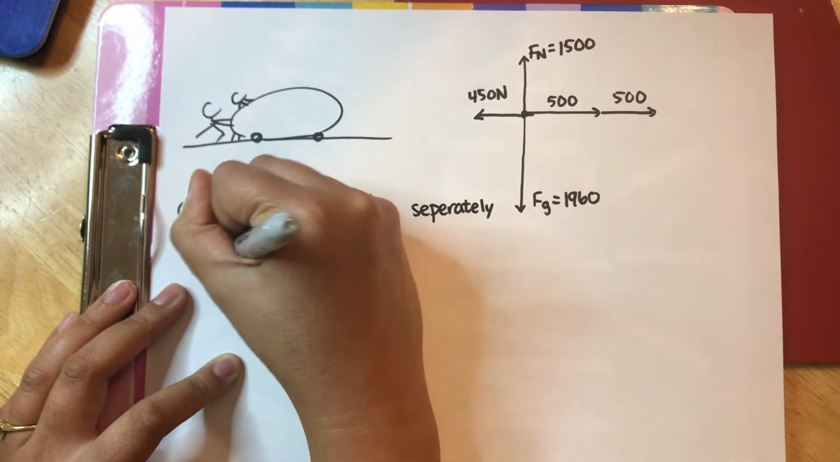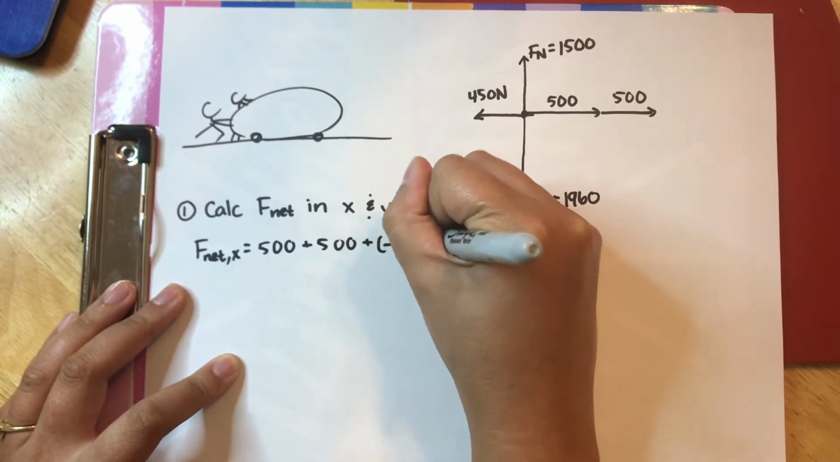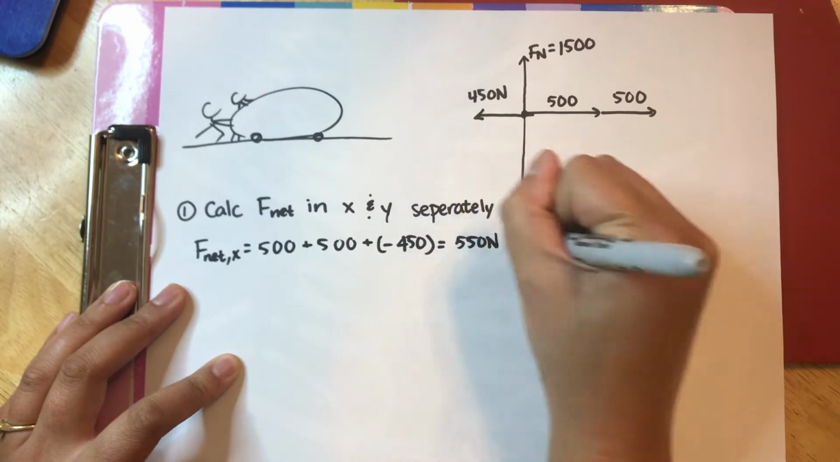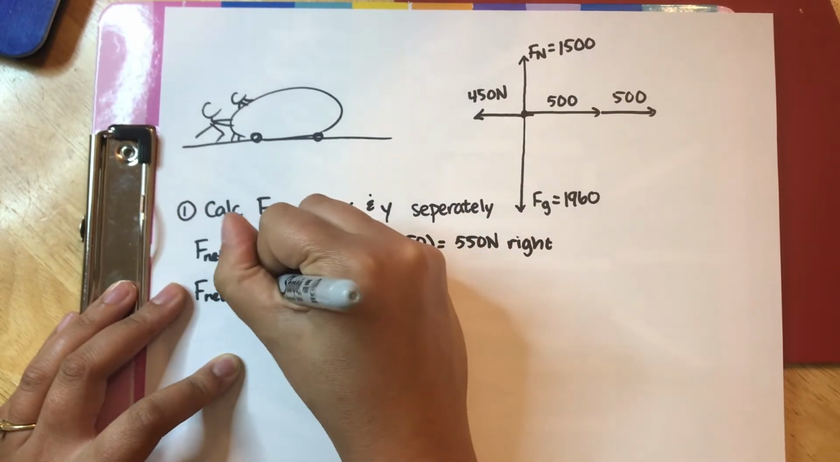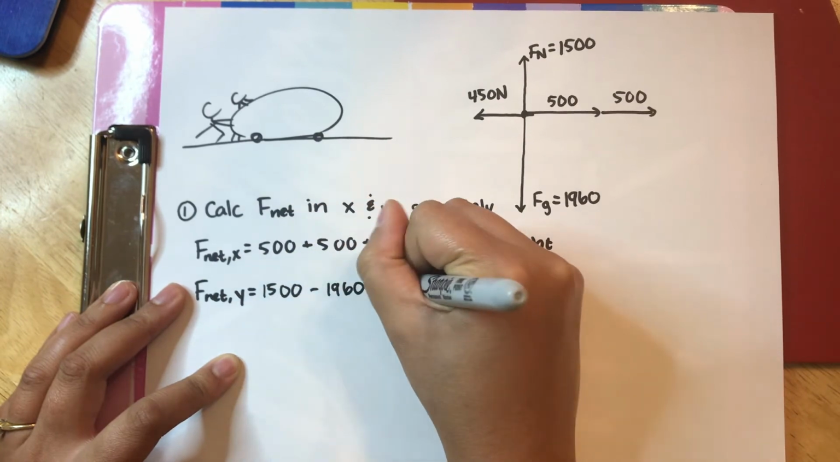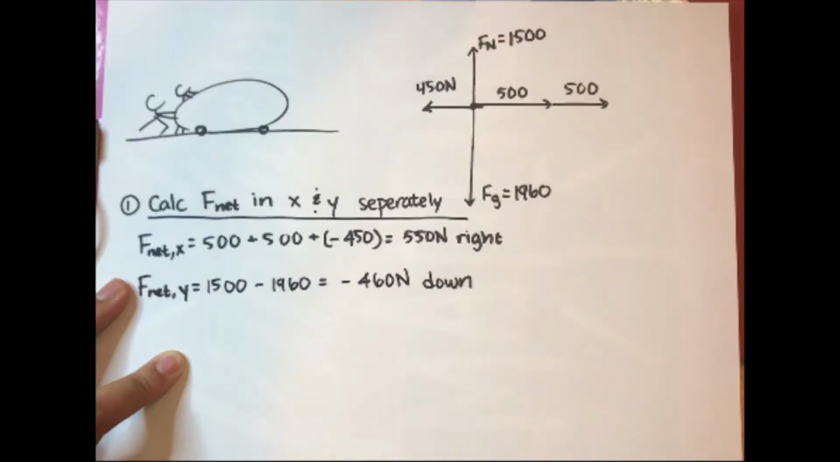In the x direction, that means you pushing 500 plus your friend pushing 500 minus the force of friction gives 550 newtons to the right. In the y direction, gravity pulling down at 1960, subtract normal force pulling up, gives us our 460 newtons down. Now that negative sign, you can actually ignore it in some of the problems later because it will get squared away anyways.